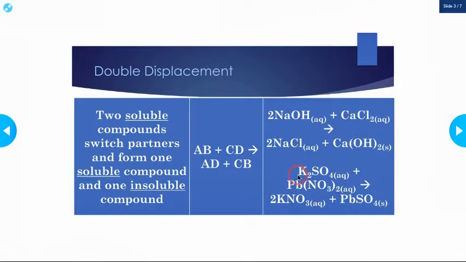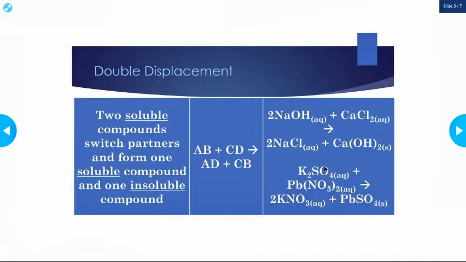Another example that we have, potassium sulfate and lead nitrate. So potassium is the cation, sulfate is the anion, lead is the cation, and nitrate is the anion. So the potassium and the nitrate are going to combine together, and the lead and the sulfate are going to combine together. And so we'd end up with potassium nitrate and some lead sulfate.